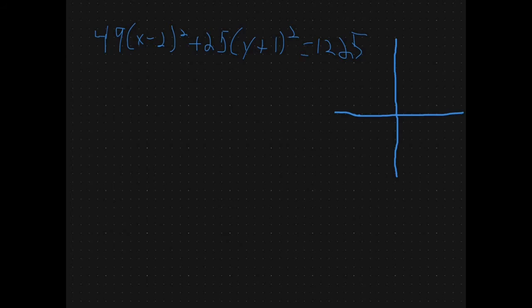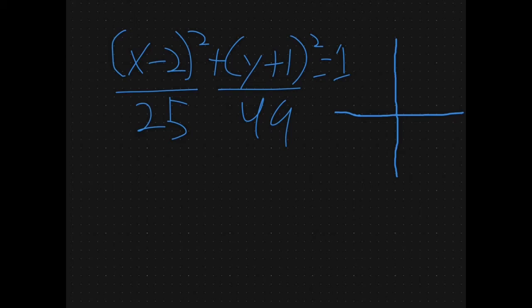As you can see here, we have the equation 49 times (x minus 2) squared plus 25 times (y plus 1) squared equals 1,225. Another thing to note is that this is a vertical ellipse. First, we divide by 1,225 on both sides to set this equal to 1. Now we get (x minus 2) squared over 25 plus (y plus 1) squared over 49 equals 1.